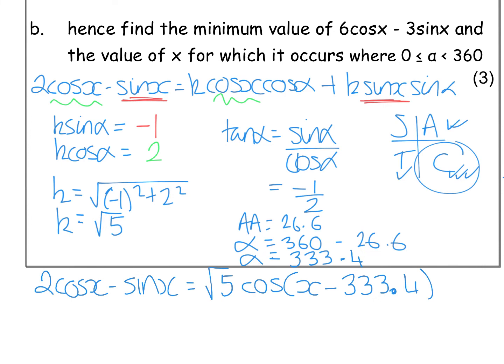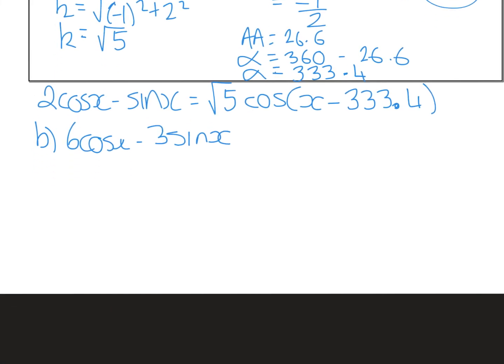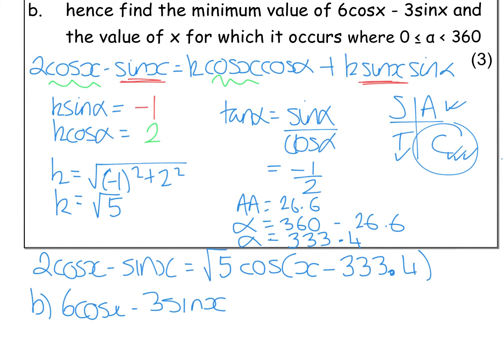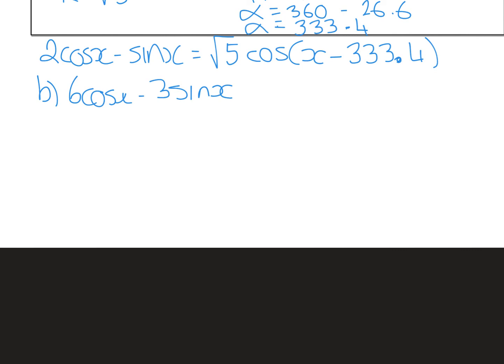Then it says find the minimum value of 6 cos x minus 3 sine x and the value of x to which that occurs. So I've just written that so that I can take some space. Now, have a look at what they're asking us to find. They're asking us to find the minimum value. So they want the minimum value of this graph, this equation here.